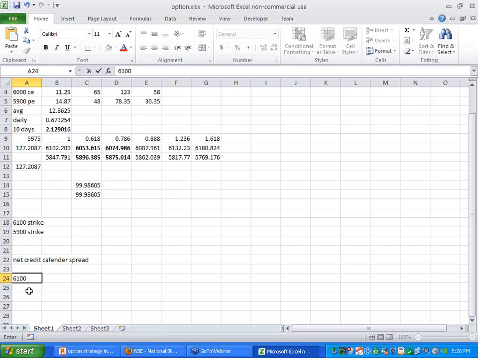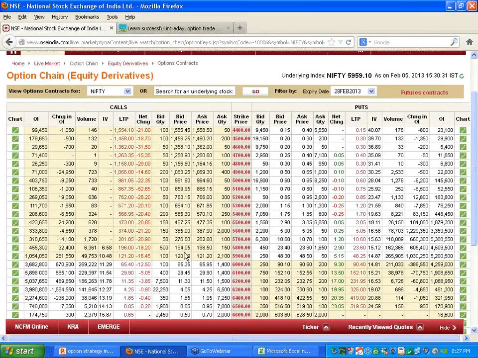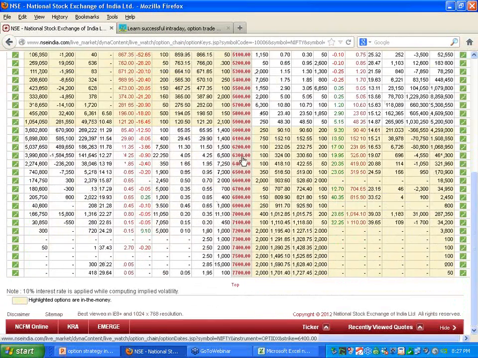Take the strikes 6100 call option and 5900 put option on the lower side, so we should form the net credit calendar. In the calendar spread, first the 6100 call option, which is 29 rupees and 90 paisa.